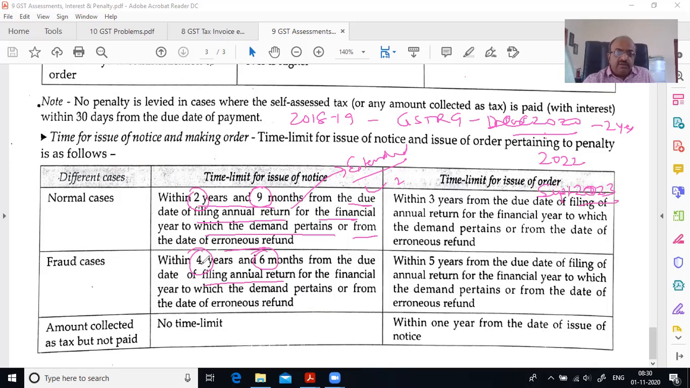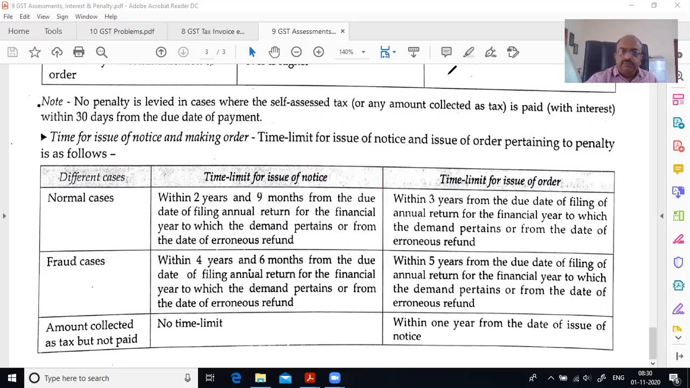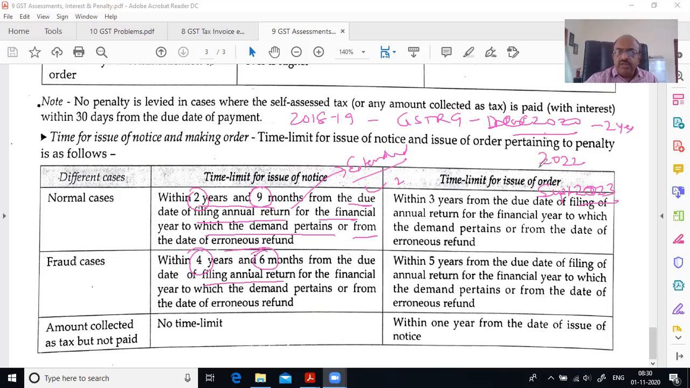Whereas for fraud cases, they've got 4 years. 4 years means when? 2024, and 6 months, that is June 2024-25. They have got time till then to issue notice.